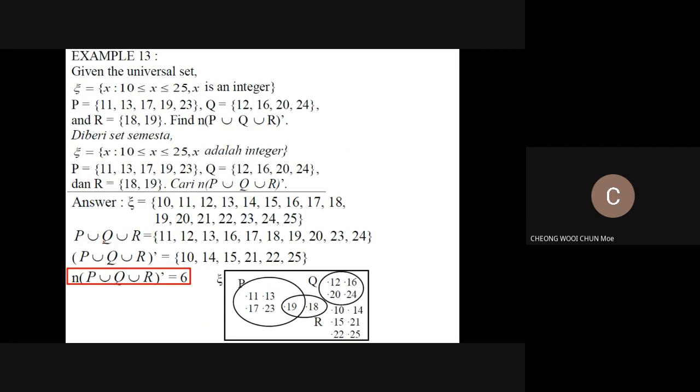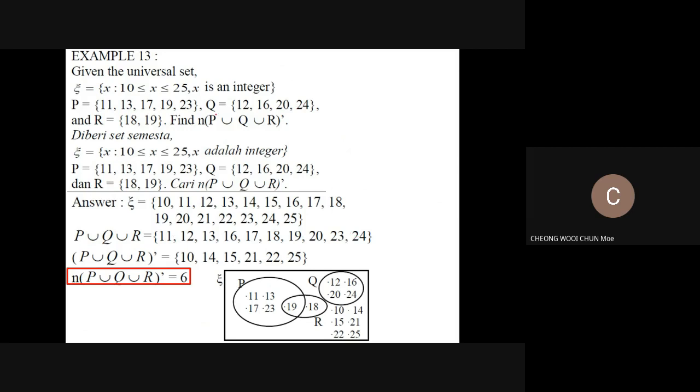So P union Q union R: all the P, Q, R elements, but the same numbers are not repeated. So 11, 12, 13, 16, 17, 18, 19, 20, 23, 24.